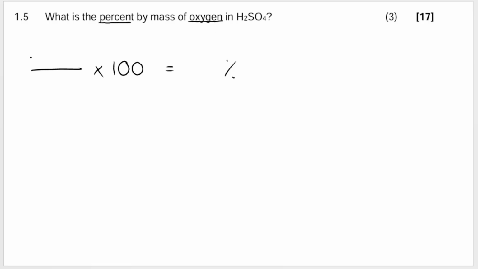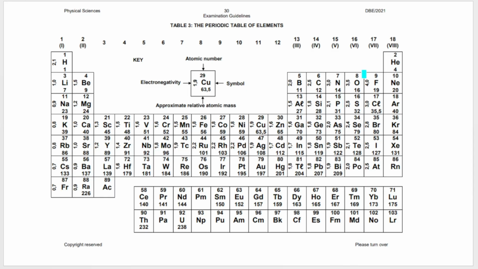So what we're going to do is, at the top of the fraction, have the oxygen mass. At the bottom, we're going to have the total mass, and we're going to times it by 100 to get it to percentage. Why am I saying mass and mass? Because it says percent by mass of oxygen in H2SO4. So our goal here is to work out the mass of oxygen in this compound. And when I say mass, I mean the molar mass or the atomic mass numbers. So if you look at your periodic table, I know you know that oxygen has a molar mass of 16.